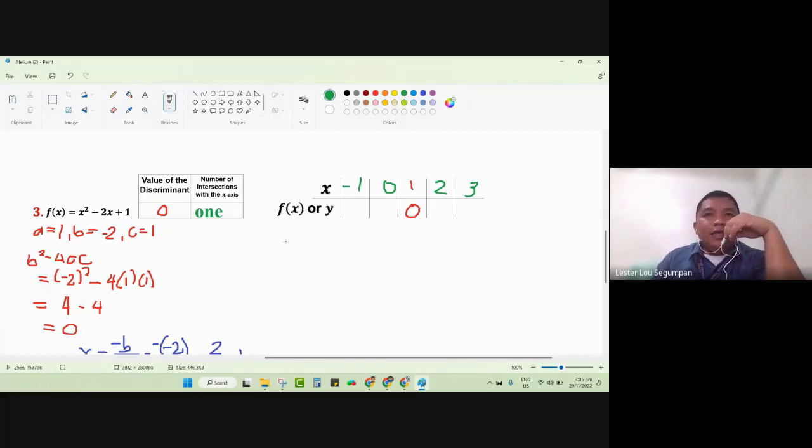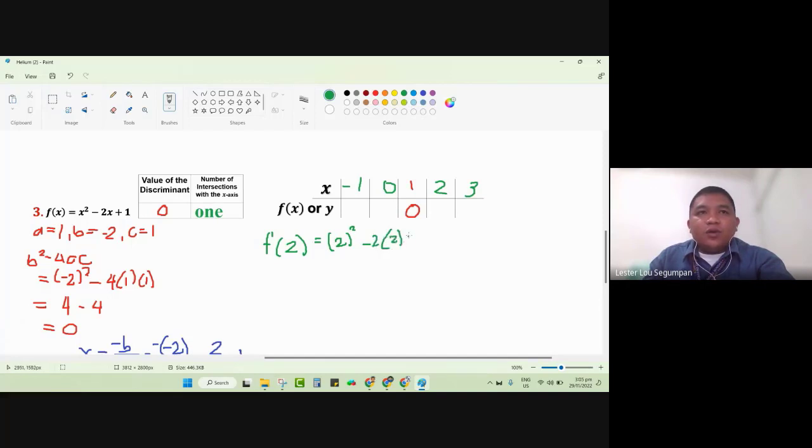And then slowly solve each step of the way. You have f of 2 using this given function. You have 2 squared minus 2 times 2 plus 1. 2 squared is 4 minus 4 plus 1. So you will get a value of 1. Your first point after the vertex is at 2 and 1 here.